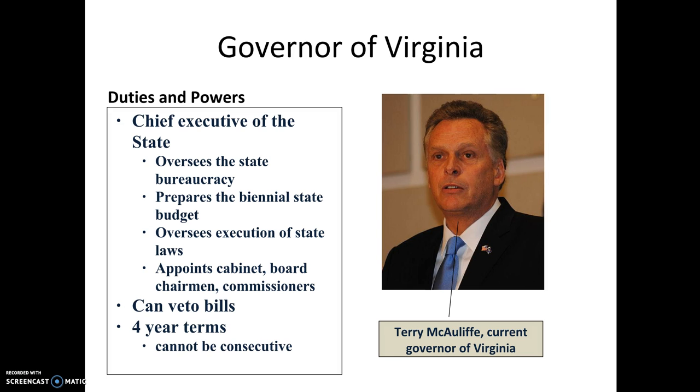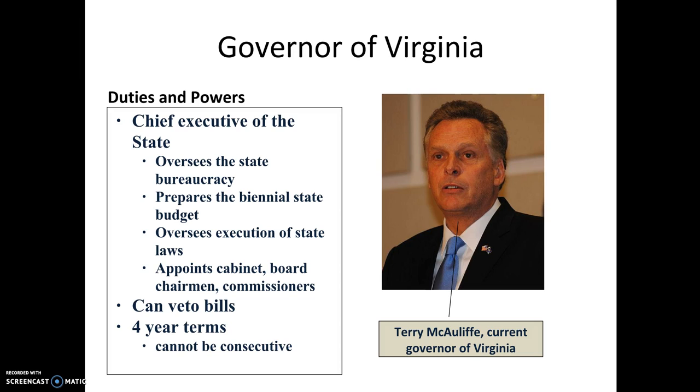So the chief executive of Virginia is our governor. And the governor you can think of as kind of equivalent to the president of the United States. So they're doing a lot of things that you would expect the president to do, except on the state level for Virginia. So check out the list of duties and powers that the governor possesses. So he's looking over the state bureaucracy, he's preparing a budget, he's the executor of state laws. The governor can appoint people to different offices. They can veto bills as a check against the legislative branch, and they serve for 4 years.